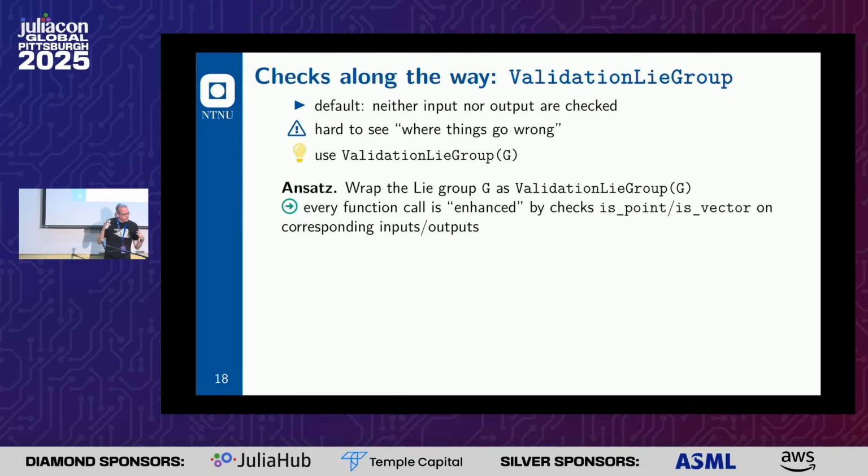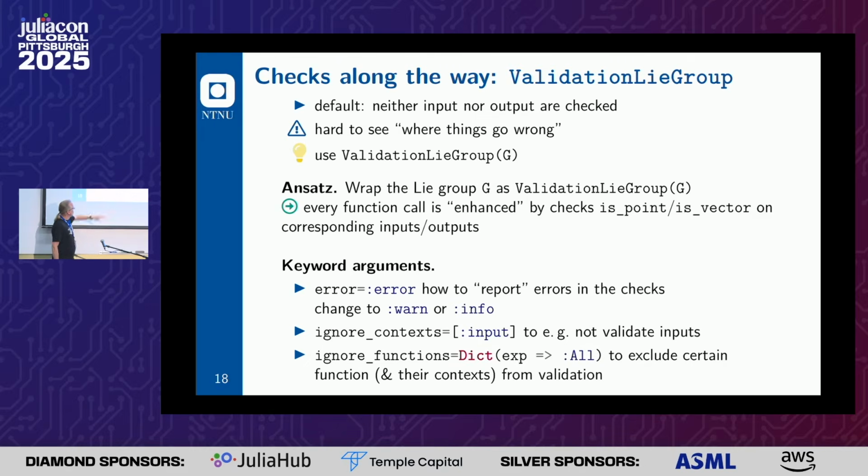Okay, so one other thing, if you work with that and things go wrong, it's usually nice to have something that tells you when is it going wrong and why. That's the validation Lie group. So you can easily wrap your Lie group in a validation Lie group, and then it would error as soon as something is no longer on the Lie group or no longer on the Lie algebra. Automatically, every input gets checked, every output gets checked. And you can even change that to, instead of error, please only warn. And you can exclude either functions or certain contexts. So if you don't want to check inputs, only outputs, then you set the ignore context of input onto input, or if you want to exclude any checks for the exponential map, you set that one.